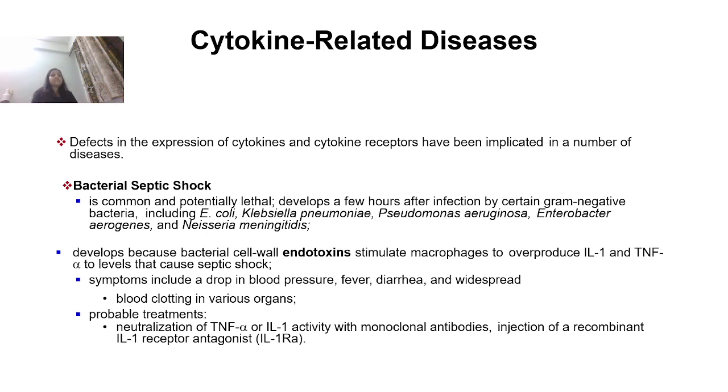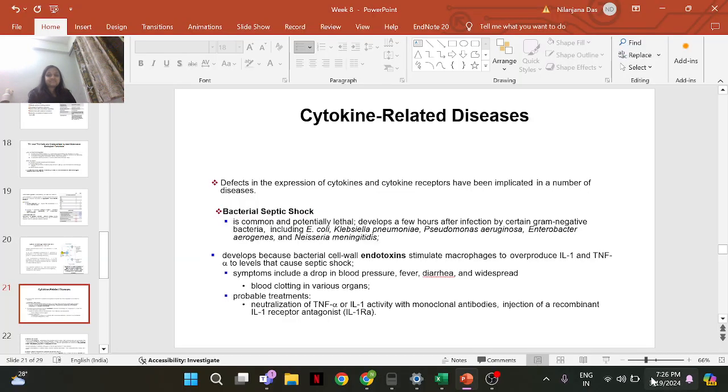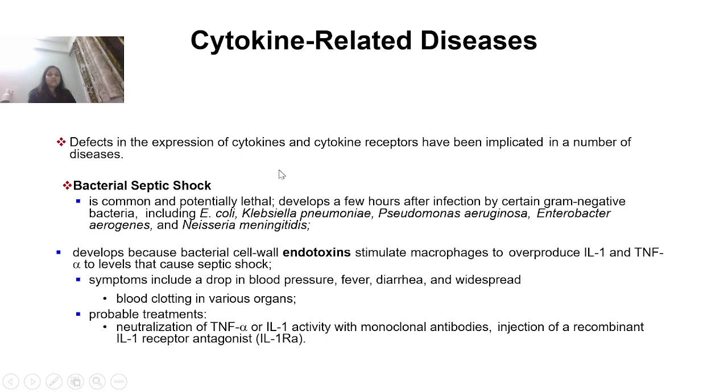It develops a few hours after infection by certain gram-negative bacteria, including E. coli, Klebsiella pneumoniae, Pseudomonas aeruginosa, Enterobacter aerogenes, and Neisseria meningitidis. So what happens in bacterial septic shock? The bacterial cell wall endotoxin will stimulate the macrophage to overproduce IL-1 and TNF alpha.